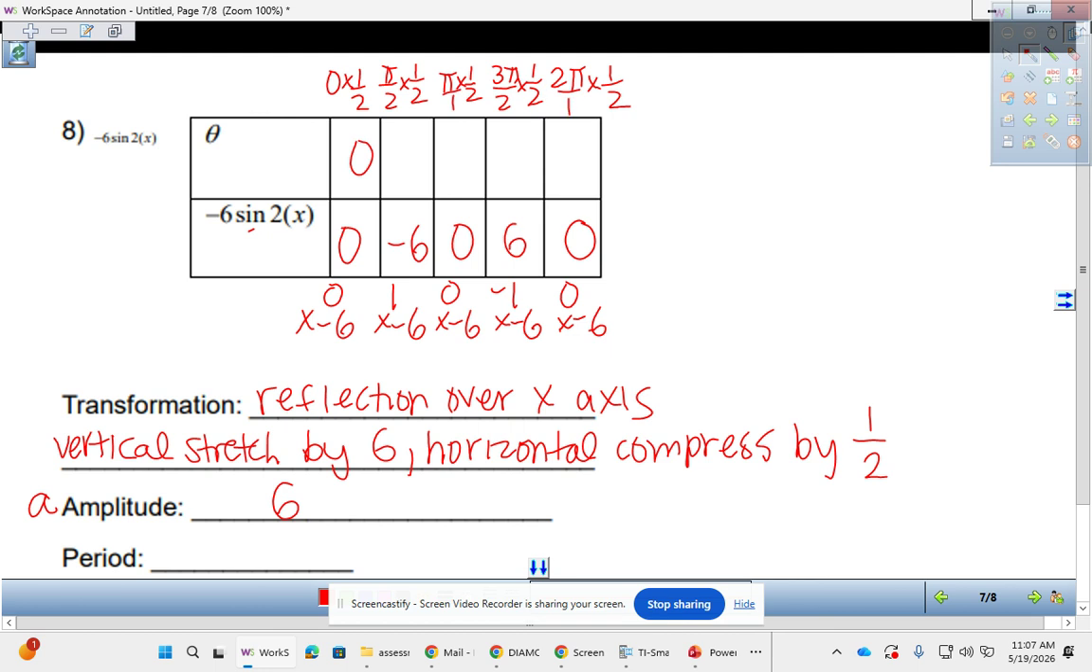So pi over 2 times 1/2. Pi times 1 is pi, and 2 times 2 is 4. Pi times 1 is pi, and 1 times 2 is 2. 3 pi times 1 is 3 pi, and 2 times 2 is 4. 2 pi times 1 is 2 pi, 1 times 2 is 2. What happens there? 2 pi over 2. That's just pi. The 2's cancel out.